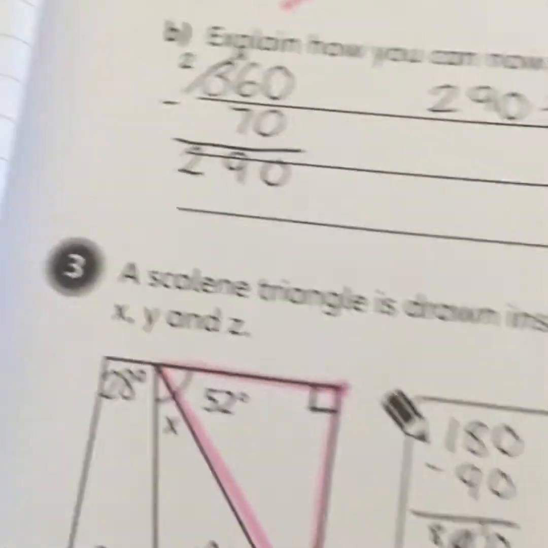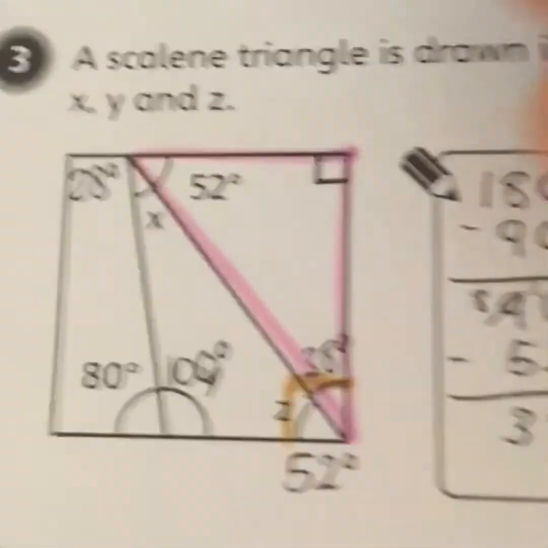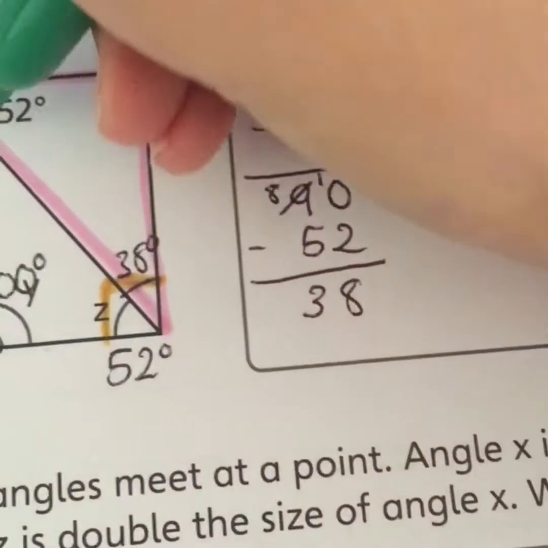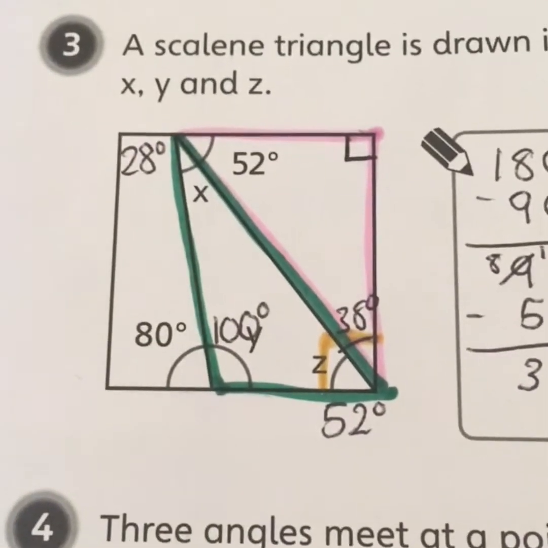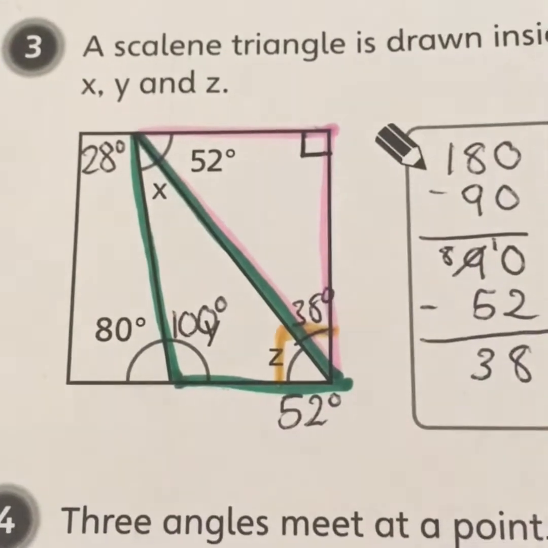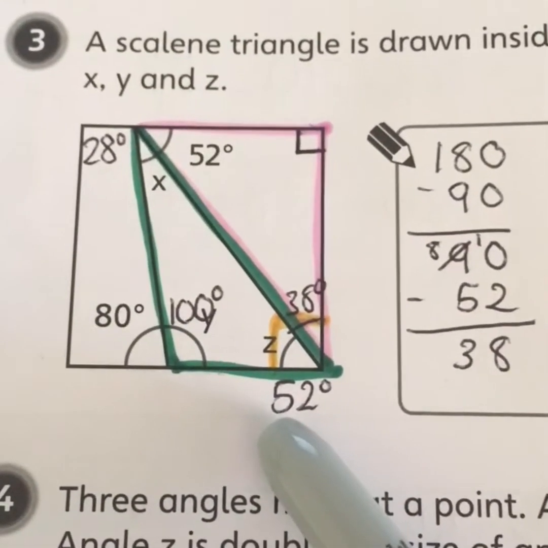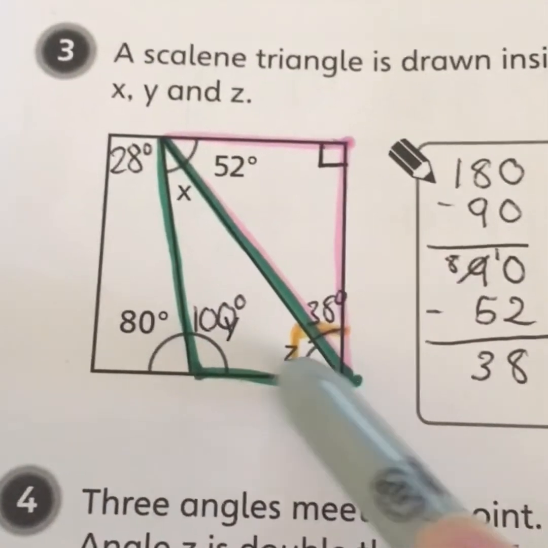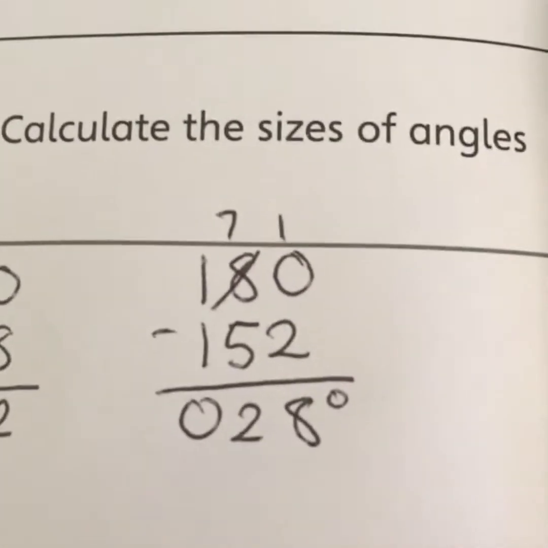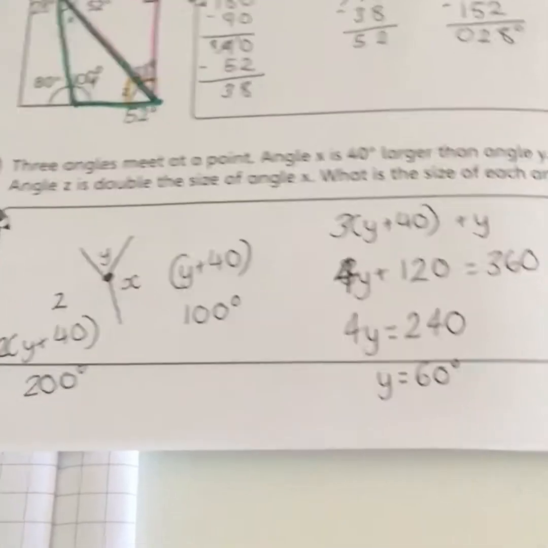And now I knew that once I'd worked that out, I could see that this is also a triangle. So I could do 180 degrees, take away 152 degrees because these two equal 152, which would have left you with 28 degrees. Really well done if you got that right.